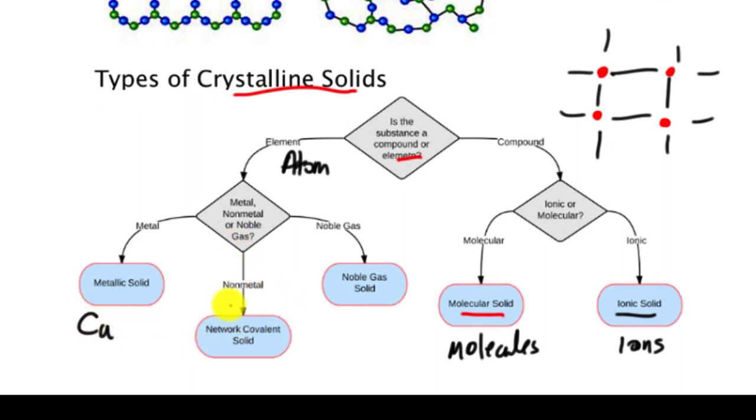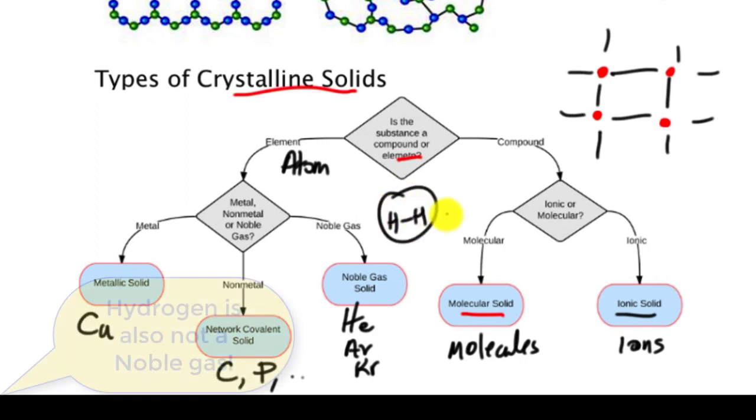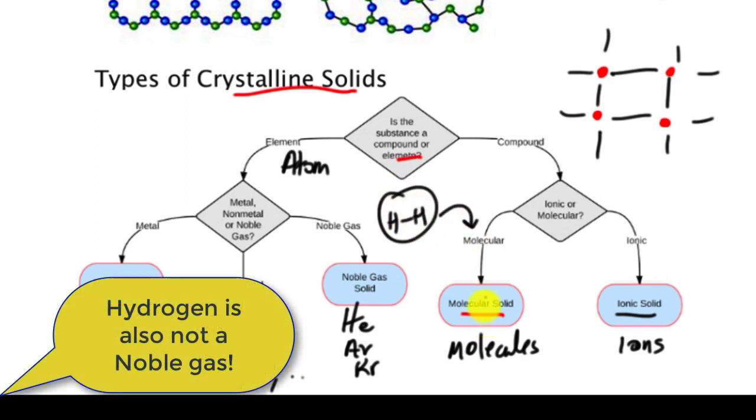And if it's a network nonmetal, we refer to this as a network covalent solid. Carbon would be an example of that. You could say phosphorus would be an example. Anything that's nonmetal and not a noble gas would be like carbon, and obviously the arrangement changes. I'm not going to go into all the various structures and shapes that they can have, but carbon would do tetrahedral, as we saw before. And then here you would have your noble gas. I'm not going to do hydrogen, but I'm going to do helium, argon, krypton. I'm not going to do hydrogen because hydrogen is really diatomic, and that belongs over in the molecular category.